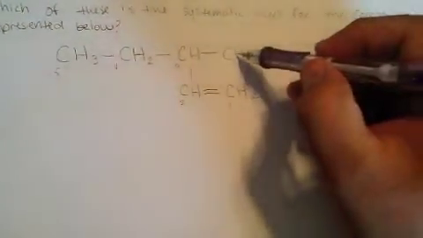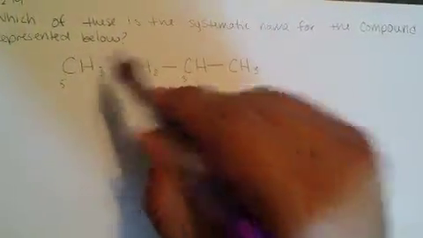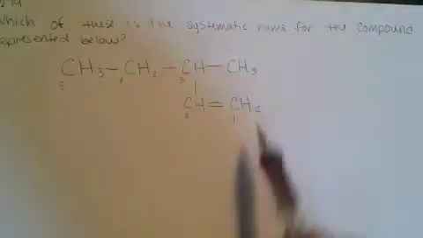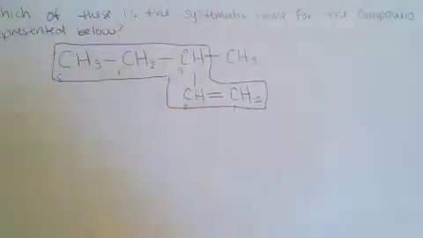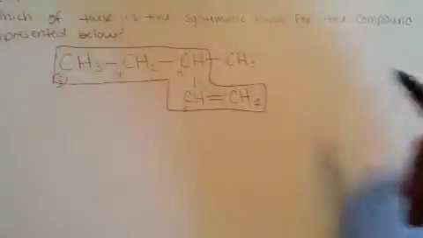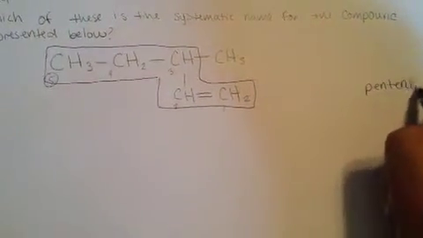If we start counting from here, it'll be less. It'll be 1, 2, 3, 4. If we go this way, it's 1, 2, 3, 4. So our longest chain is this one right here. That's going to be our main carbon chain, and we know that it's 5, so the name is going to be pentane.